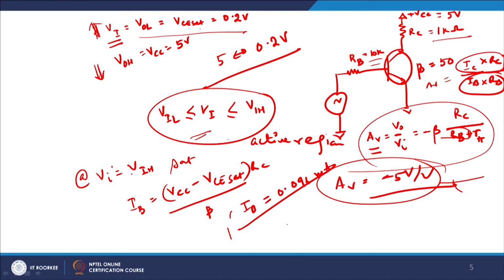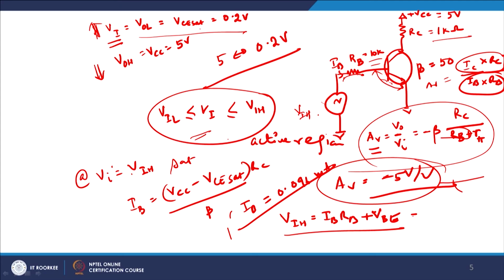Now, I can write VIH equals IB times RB plus VB, meaning this voltage, which is VIH, let us suppose the DC bias, is exactly equal to the voltage here plus the voltage across this one. If you add these two together, I should get the third voltage, and therefore I get VIH equals IBRB plus VBE.